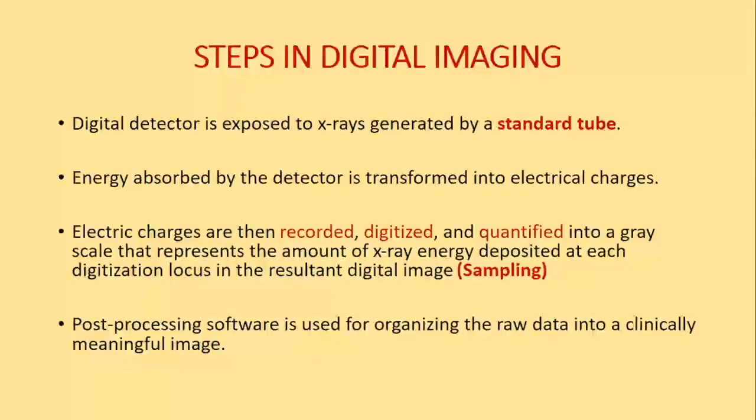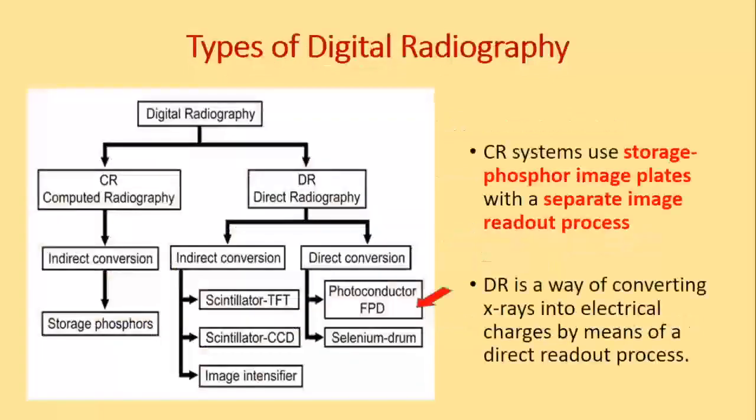And then, of course, these electrical impulses are recorded and digitized, and that's called sampling. For every electrical charge that is produced, a grayscale value is given, and that is stored as a digital image. That's called sampling. And most importantly, you have post-processing software that actually converts all this raw energy into some kind of data. I just love this flow chart, if you look at this concept of digital radiography.